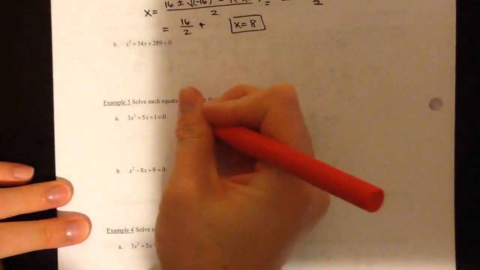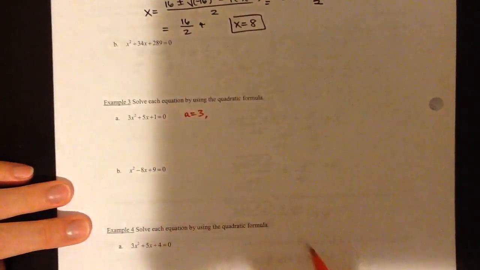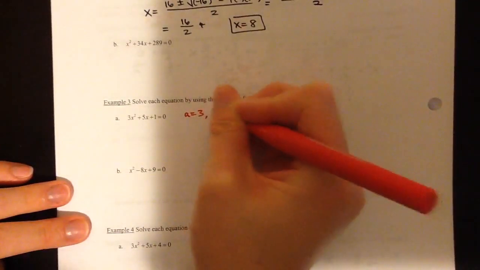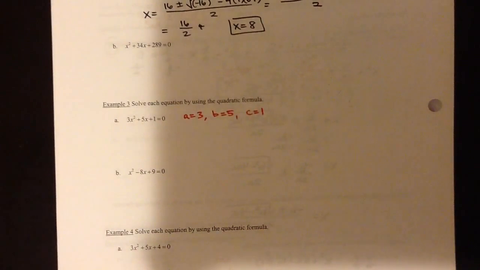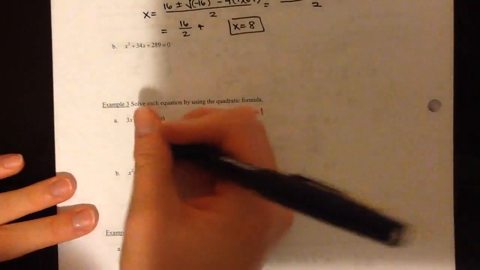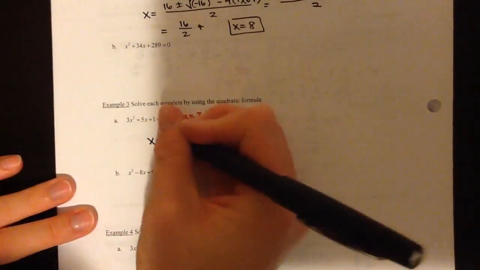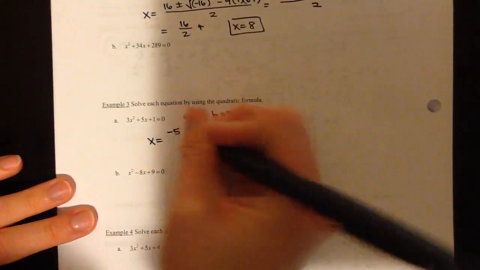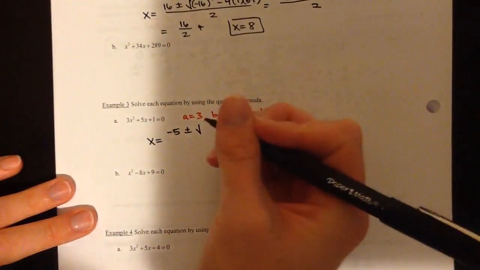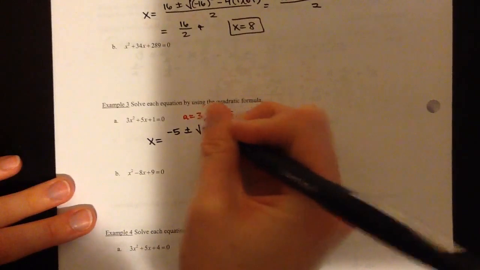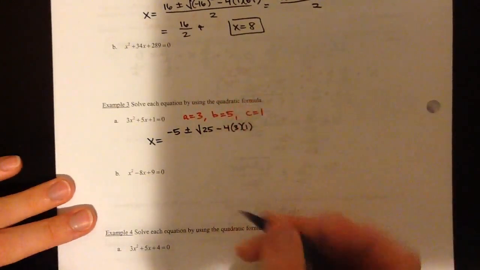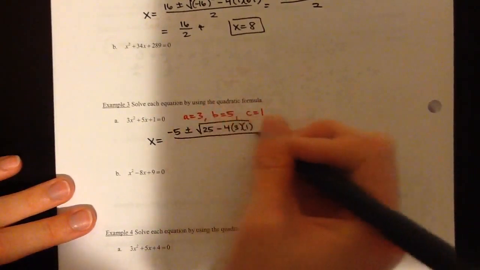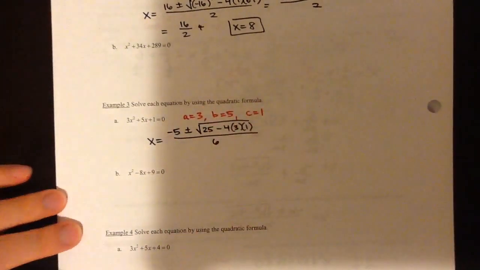Let's look down at example 3 part A and see what we get here. So again, we can write down a equals 3, because there's a 3 in front of the x squared this time. b equals 5, and the constant c is 1. So we'll plug all those into the quadratic formula this time. So x equals negative b, which is negative 5, plus or minus the square root of b squared, 5 squared is 25, minus 4 times 3 times 1, all of that over 2a. 2 times 3 is 6.